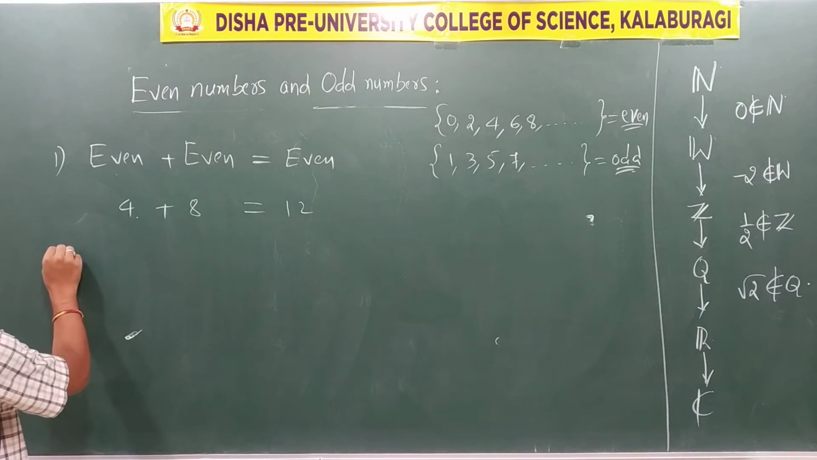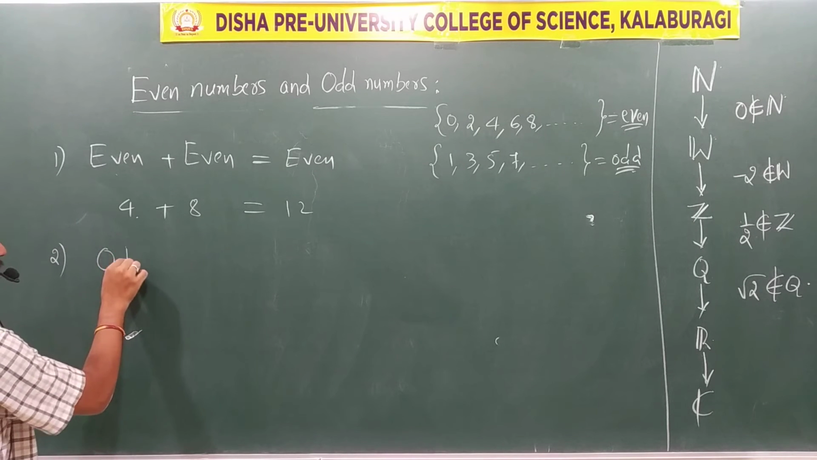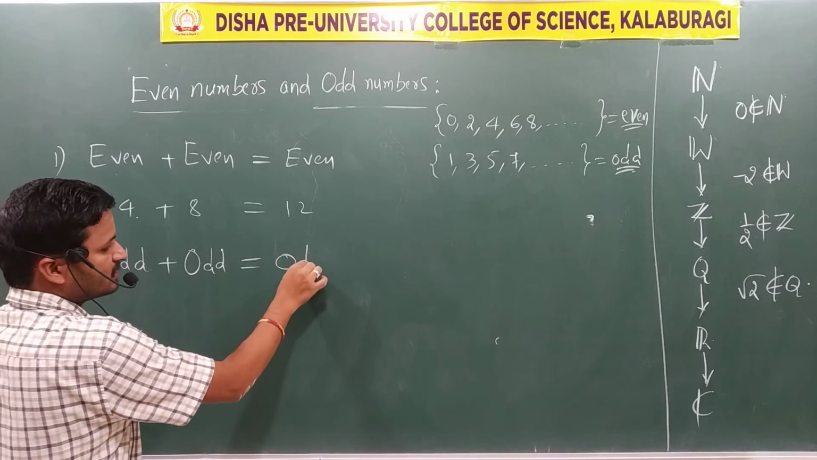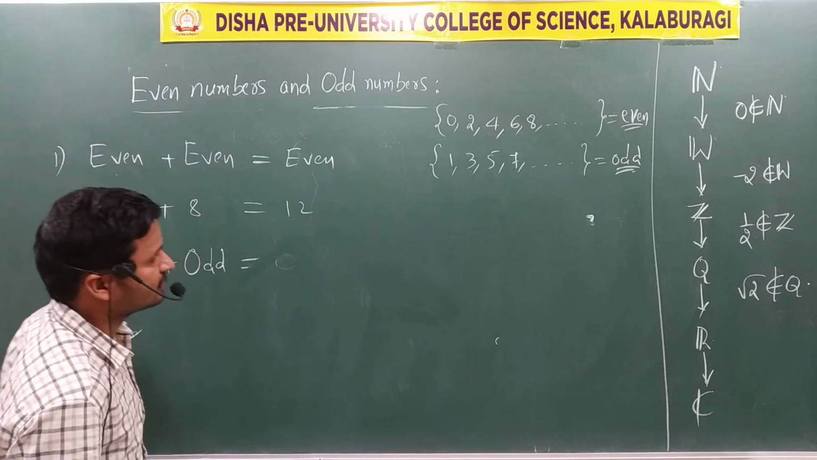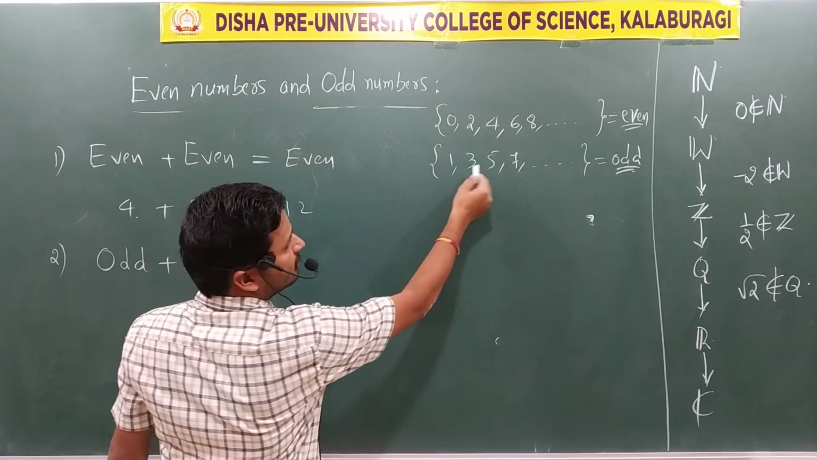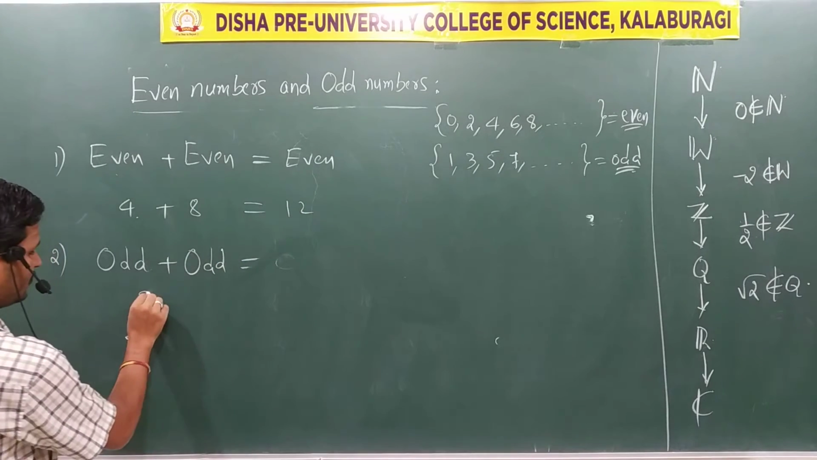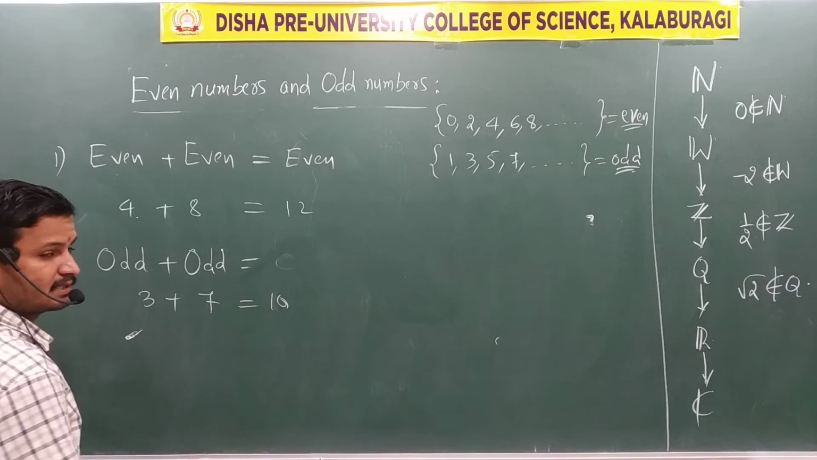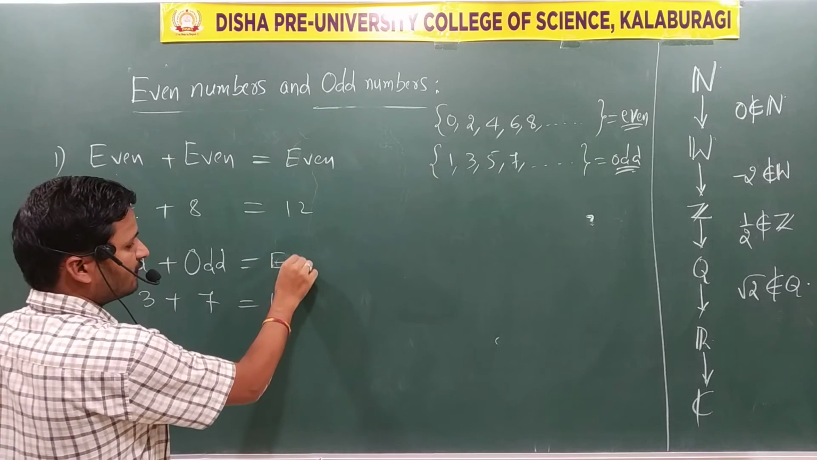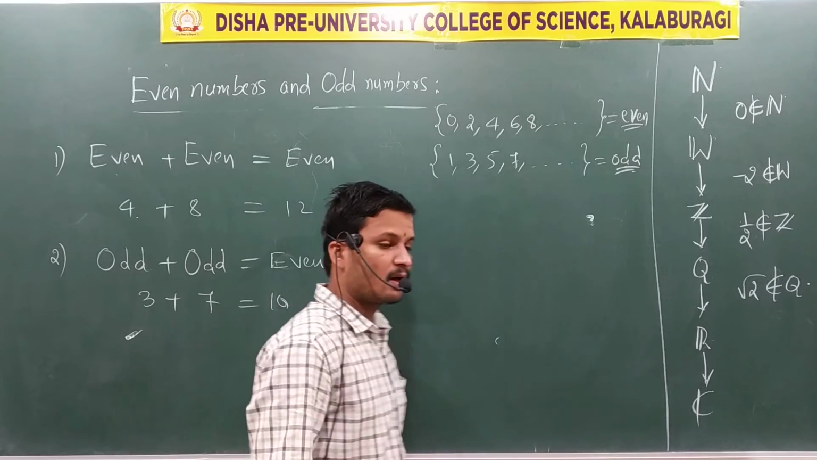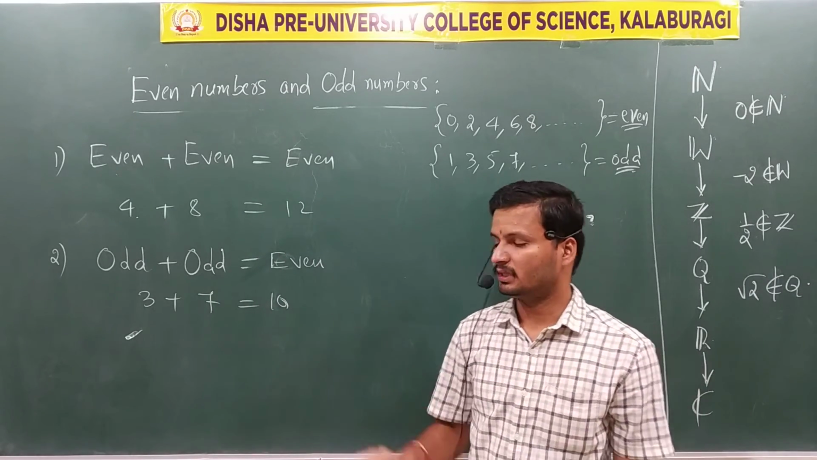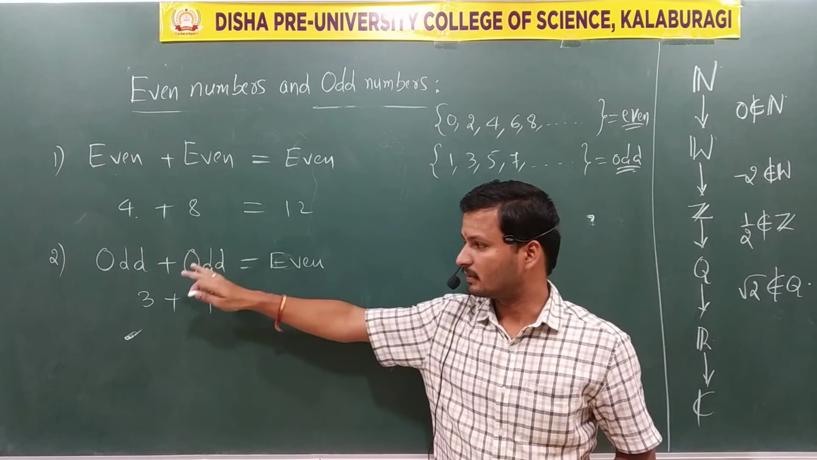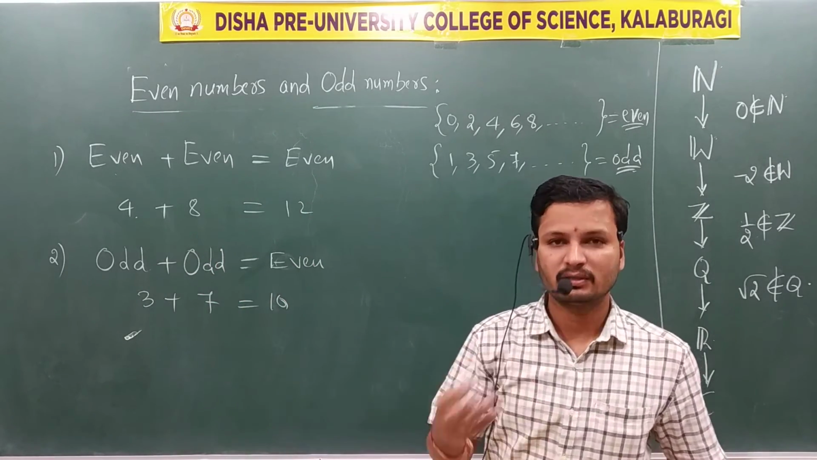Next, the second property: the sum of two odd numbers. Whether the sum of two odd numbers is odd or even, let us check it. I will take two odd numbers, 3 plus 7, which is 10. Is 10 even or odd? It is even. So the sum of two even numbers is even, and the sum of two odd numbers is also an even number.